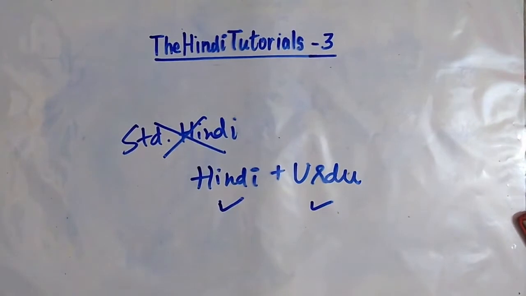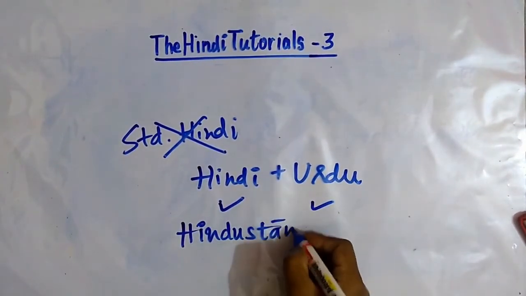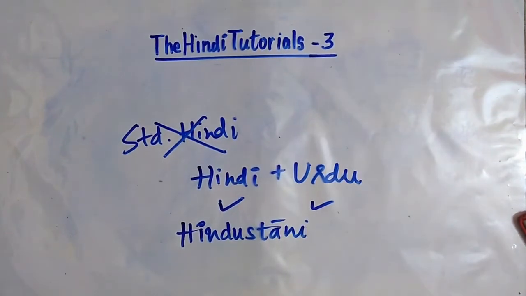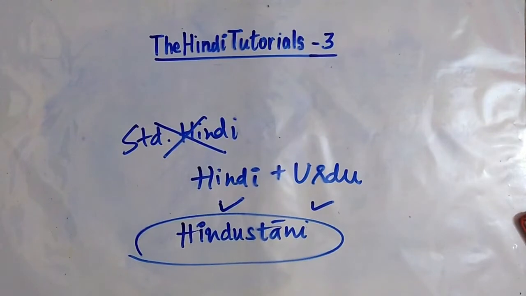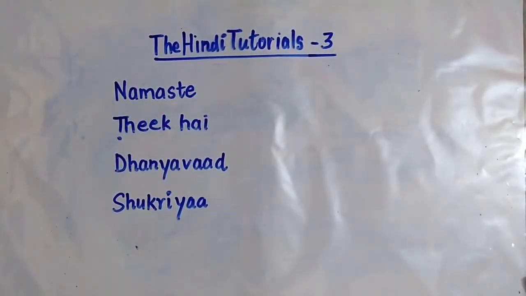If you want to call this language by one name, it is called Hindustani Language, and it is spoken in the whole North India and Pakistan. You can read more about it on the link that is given in the video description. Okay, now let's return to our topic. So we are headed towards the first set of words.